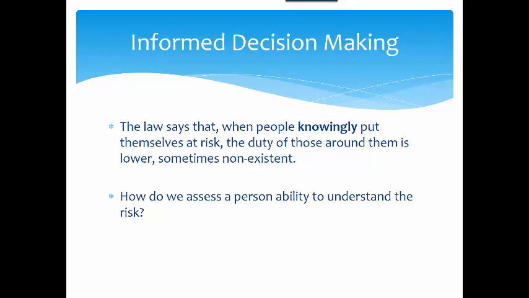Informed decision making. We talked a lot about informed decision making through this discussion on duty of care. The law says that when people knowingly put themselves at risk, the duty of those around them is lower and sometimes non-existent. So knowingly speaks to that capacity to make decisions as well. But we all know people who make decisions that we believe are not in their best interests. So people may choose to smoke cigarettes, and you might believe that that's not in their best interests. There's evidence-based practice to show that smoking kills people, but the law's saying that as long as that person has the capacity to make that decision and knows that decision, then the people around them have less of a duty of care.